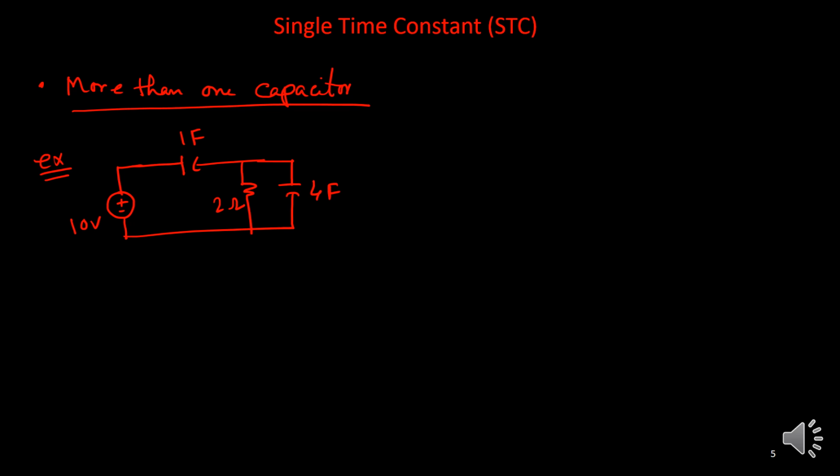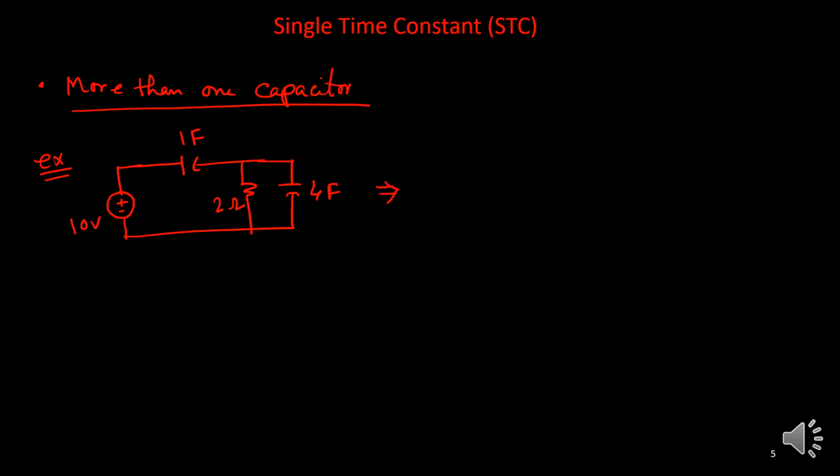If it is a single time constant circuit, first you need to identify whether it is a single time constant or not. So how to understand this? Though it is having two capacitors, that does not imply that it is always second order. It could be reduced to first order. How to visualize this one?